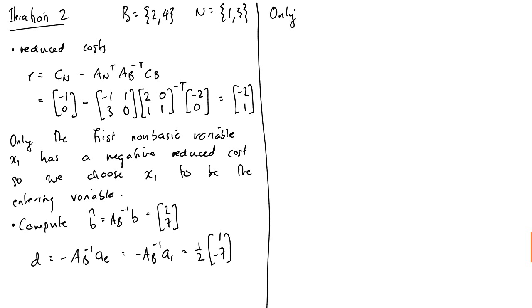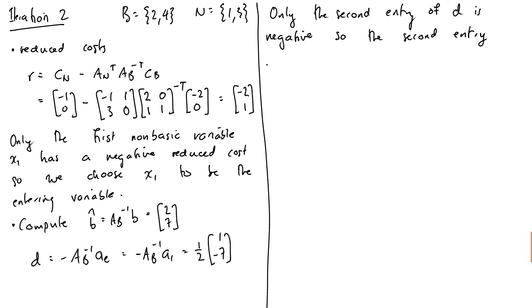Now remember, we only consider the entries where we've got negative d, so only the second entry of d is negative. So we don't even need to compute the ratio at all. So the second entry in the basis, x4, automatically becomes the leaving variable.